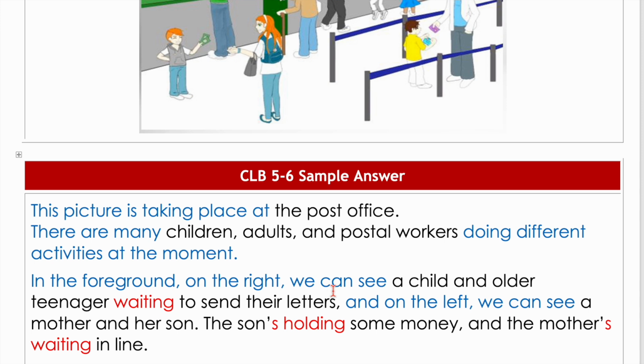This is short form. We can see a child and older teenager waiting. "Who are waiting" is long form. "Waiting" is short form. Okay? So that's what is meant by present continuous. The son is holding. What is he doing right now? He is holding. What is the mother doing? She's waiting in line. The mother's waiting in line.